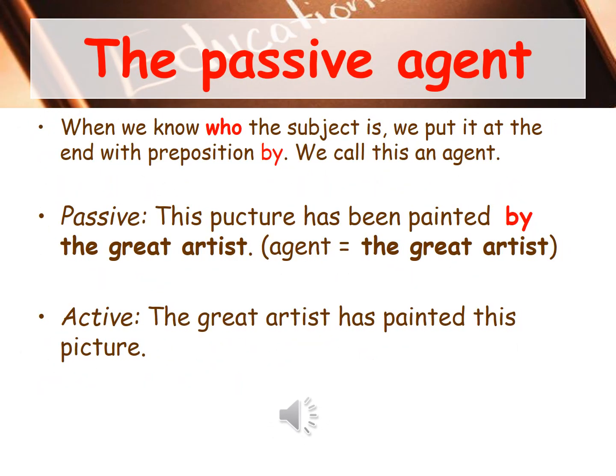Now let's talk about the passive agent. When we know who the subject is, we put it at the end with the preposition by. We call this an agent. For example, passive: The picture has been painted by the great artist. Here the agent is the great artist. And active, to compare: The great artist has painted this picture.